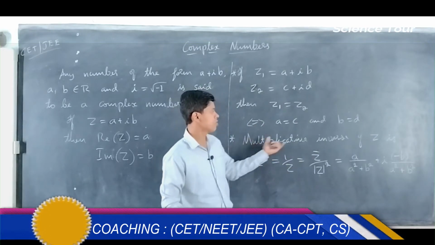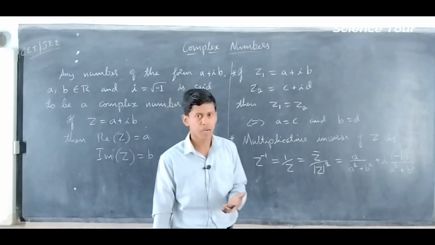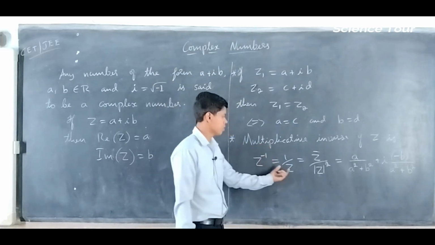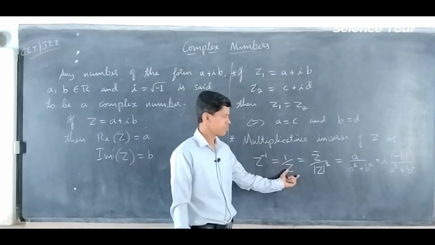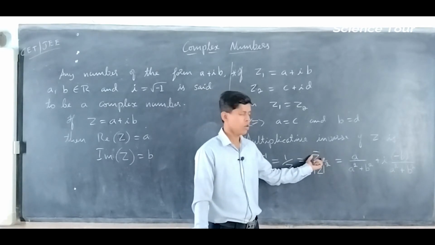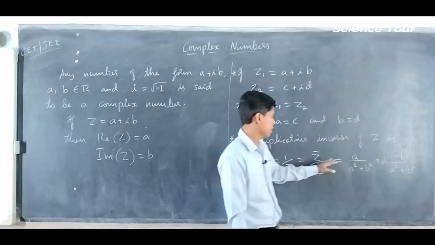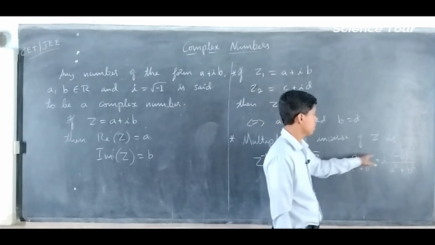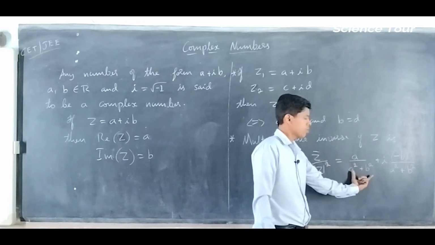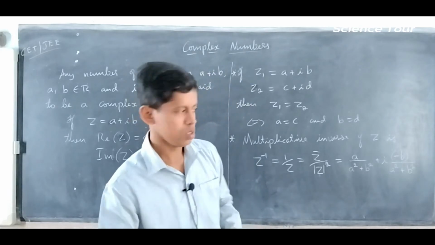Then multiplicative inverse of z. What is the multiplicative inverse? Additive inverse is minus z, that is simple, there is no confusion about it. Now, what is the multiplicative inverse? It is 1 by z, and that can be written as the conjugate of z divided by the modulus of z square, and that is equal to a minus ib, that is the conjugate, divided by a square plus b square, that is the modulus square. Well, so that is about the multiplicative inverse.